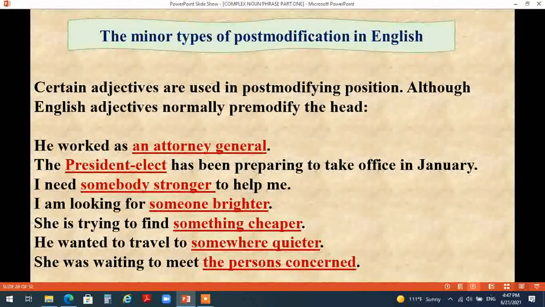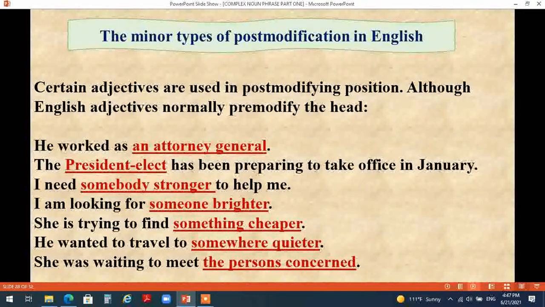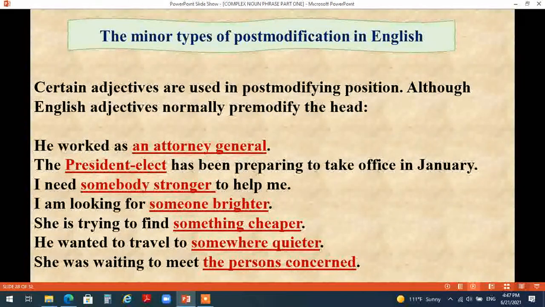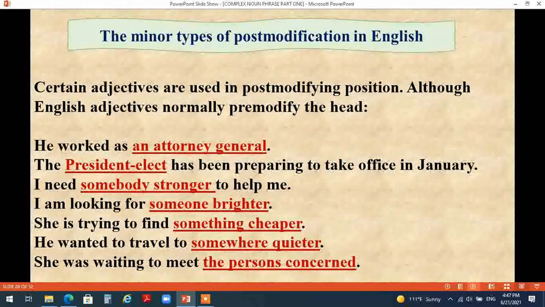I am looking for someone brighter. Also we have here the adjective brighter is used as a post modifier. She is trying to find something cheaper. Again, cheaper is an adjective which has been used as a post modifier. He wanted to travel to somewhere quieter. Quieter is an adjective, also has been used as a post modifier.